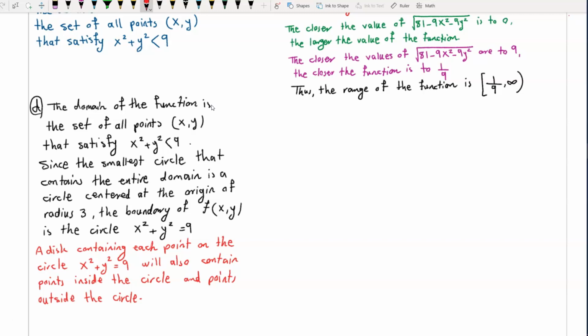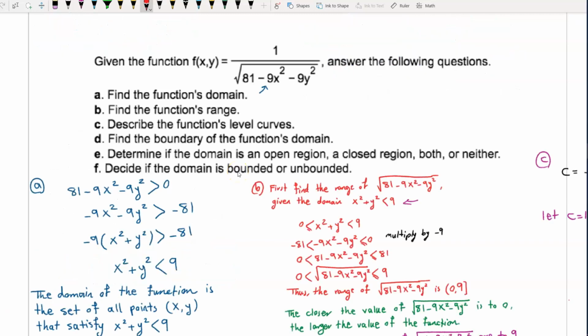So what we have here is a disk containing each point in the circle x squared plus y squared equal to 9, and that will also contain points inside the circle and points outside the circle. So inside the circle means points in the domain, and outside the circle it is for points not in the domain. Part E, determine if the domain is an open region, closed region, both or neither.